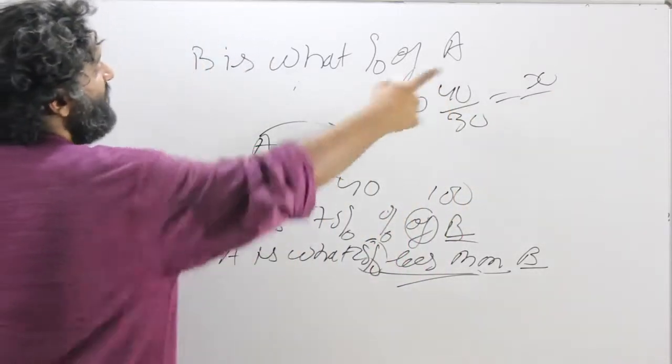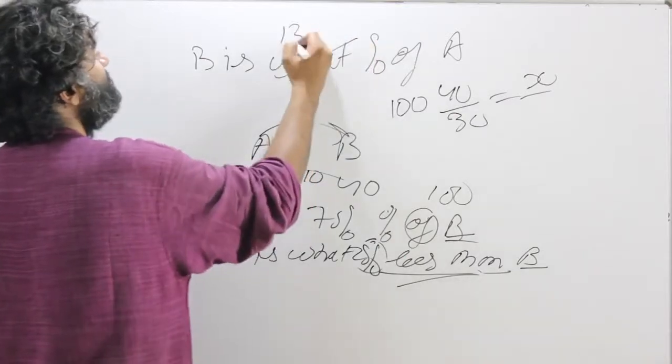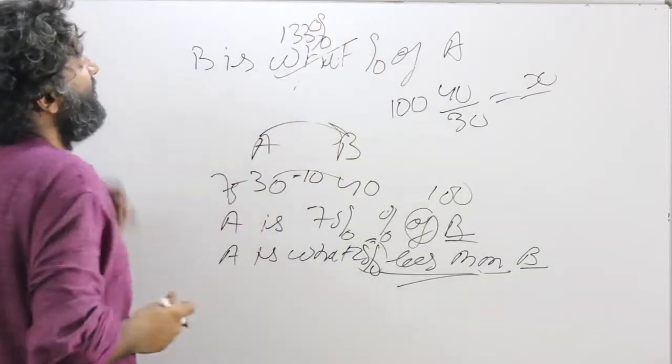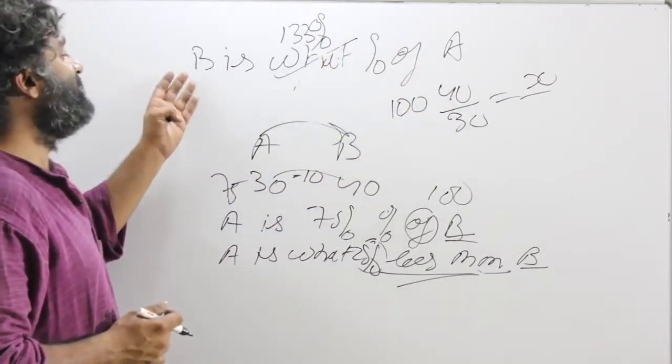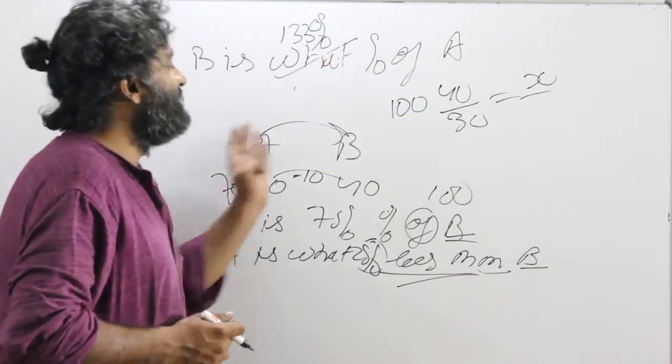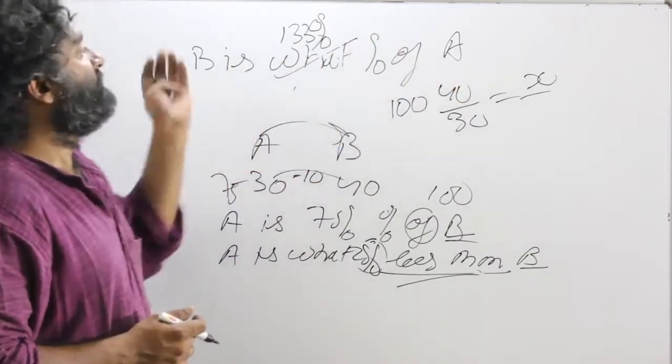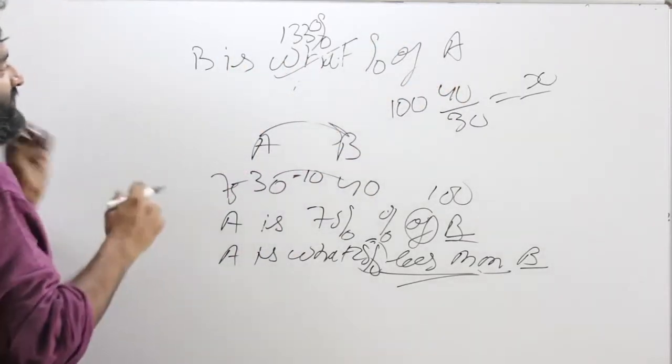Yeah, and my answer would come out as 133%. That means if you think of A as 100, then B would be 133.33. If A is 30, then B is 40. When A is 100, B would be 133.33. That's what we get out of this.